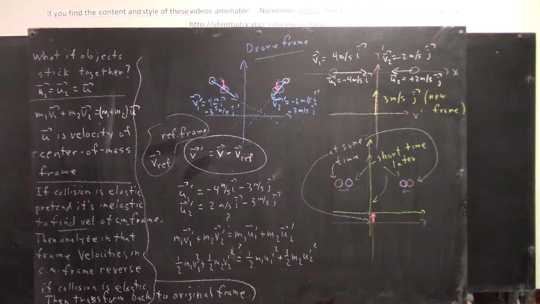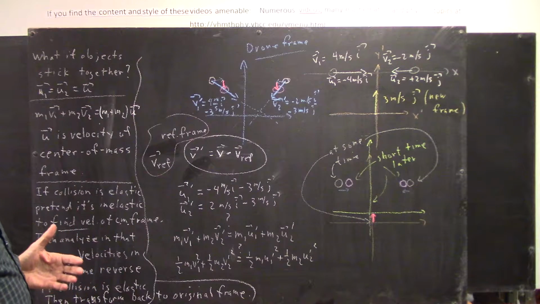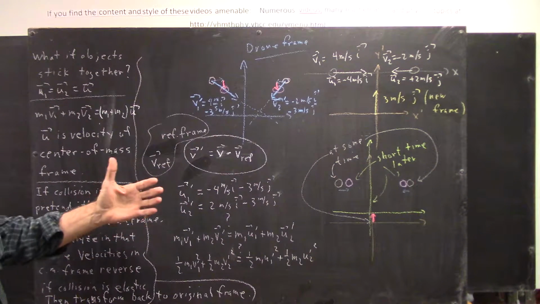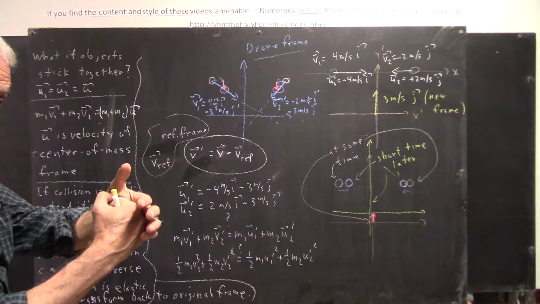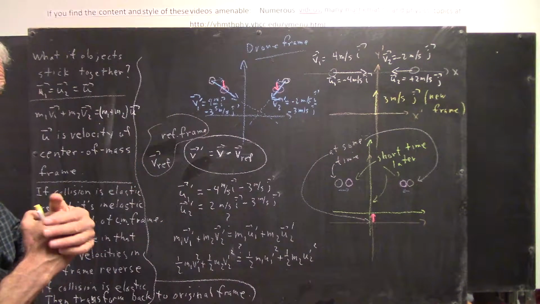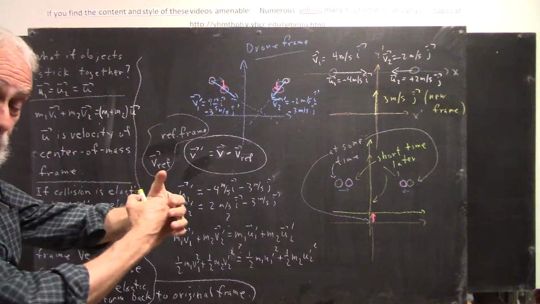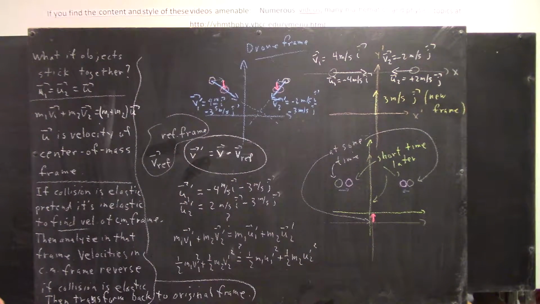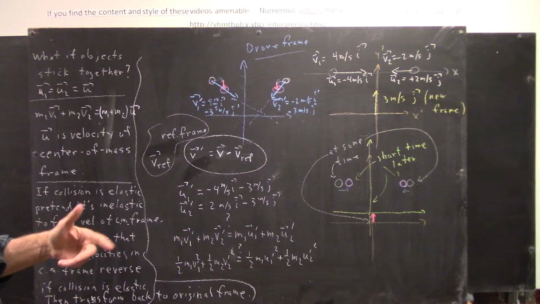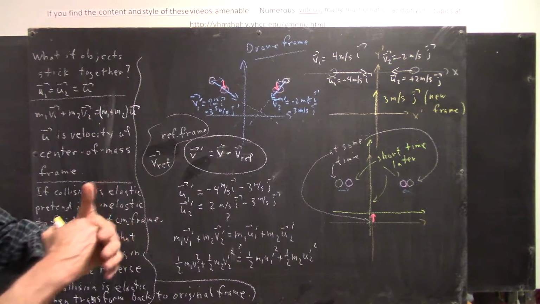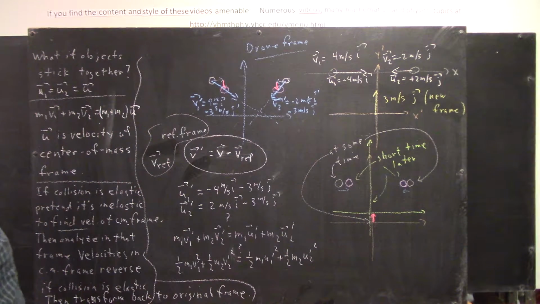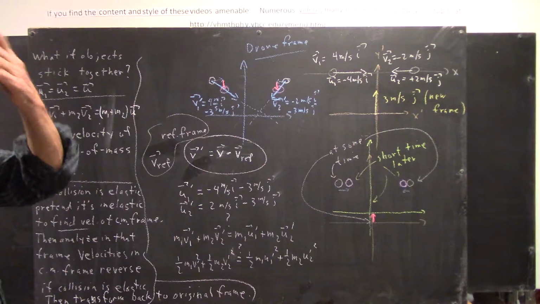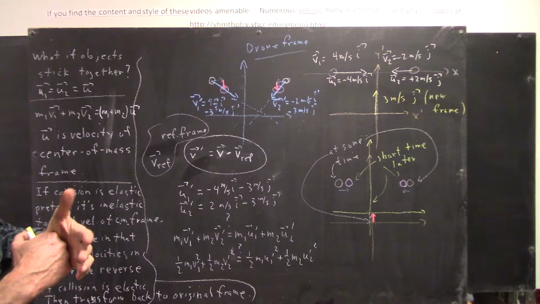Okay, the center of mass frame is actually the frame in which the two objects, were they to stick together on collision, in other words, were the collision to be completely inelastic, it's the frame that's moving with the common velocity of those two objects after the collision. It's the frame in which, in an inelastic collision, the objects would come to rest.